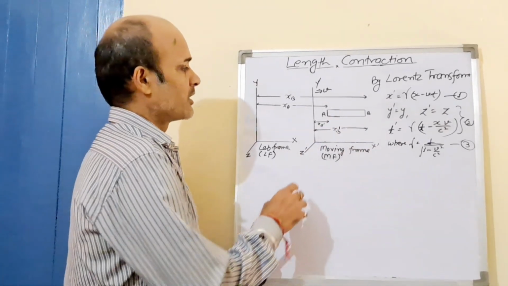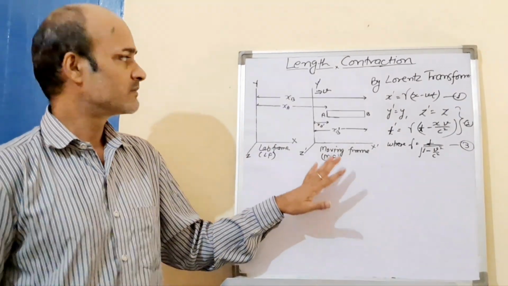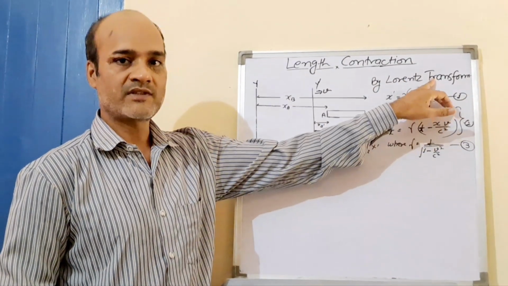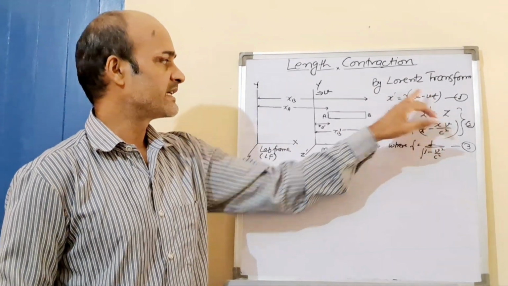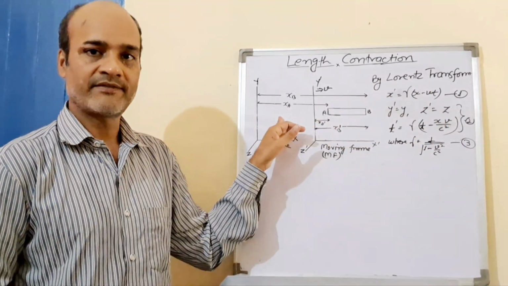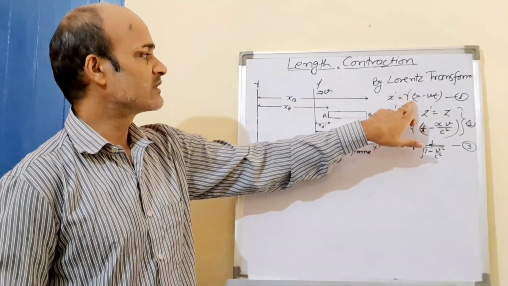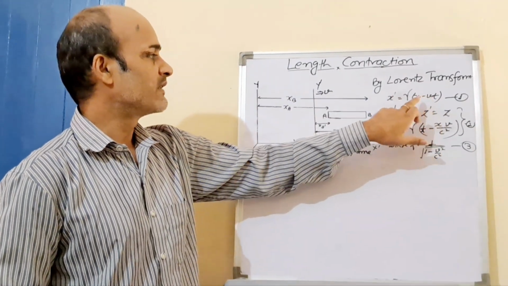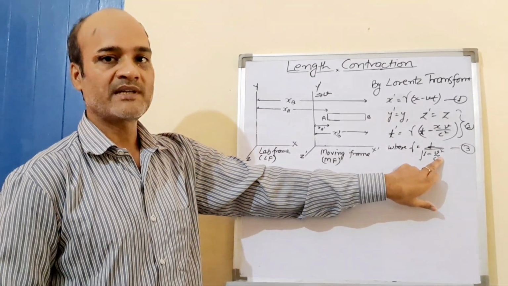Now, before going into detail of the length contraction, we have to revise the Lorentz transformation, which relates the space-time coordinates of the moving frame and the lab frame. So we can see from the Lorentz transformation that x dash is equal to gamma (x minus vt), where gamma is given by equation 3: 1 upon square root of 1 minus v square upon c square.